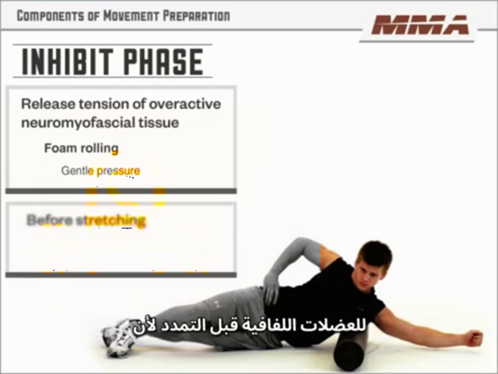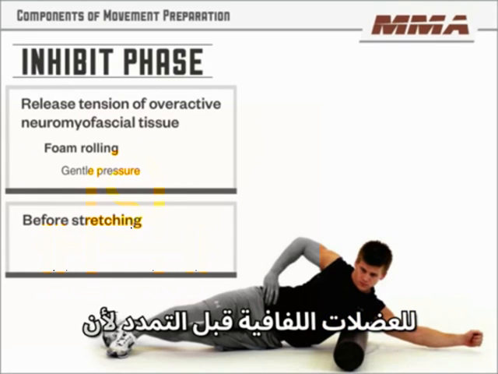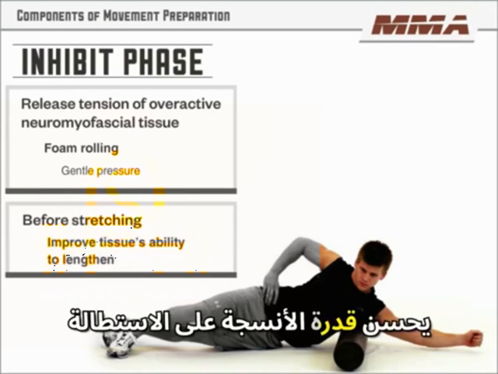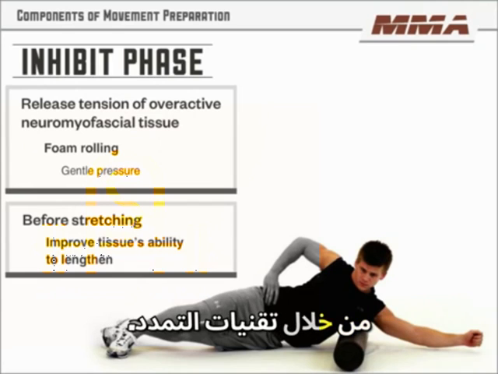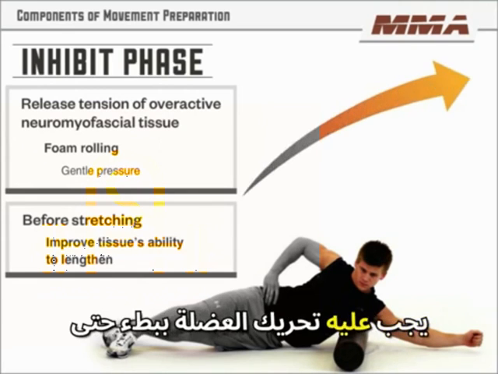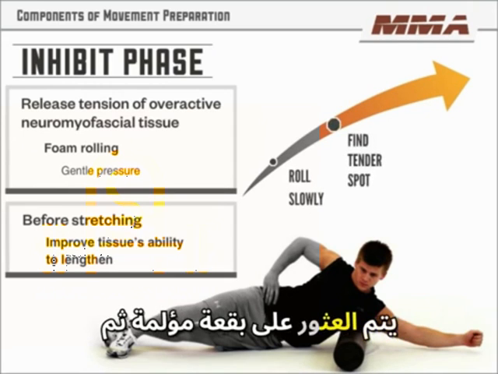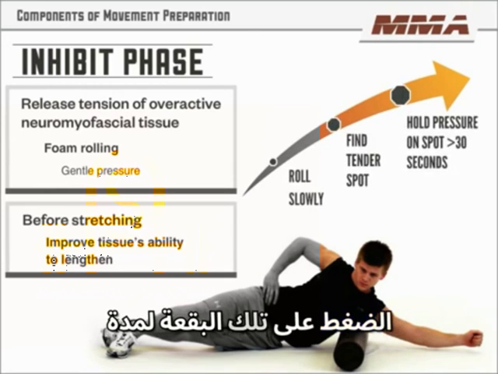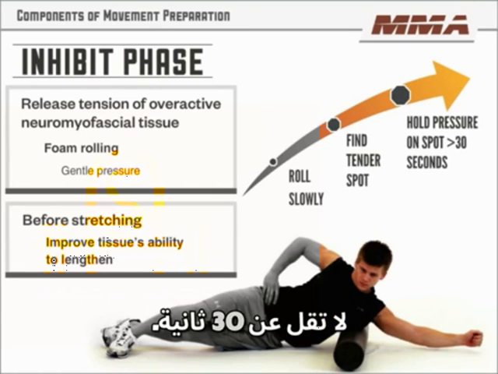Self-myofascial release is suggested before stretching, because breaking up fascial adhesions may improve the tissue's ability to lengthen through stretching techniques. When a client uses self-myofascial release, they must slowly roll the muscle until a tender spot is found, and then hold pressure on that spot for a minimum of 30 seconds.